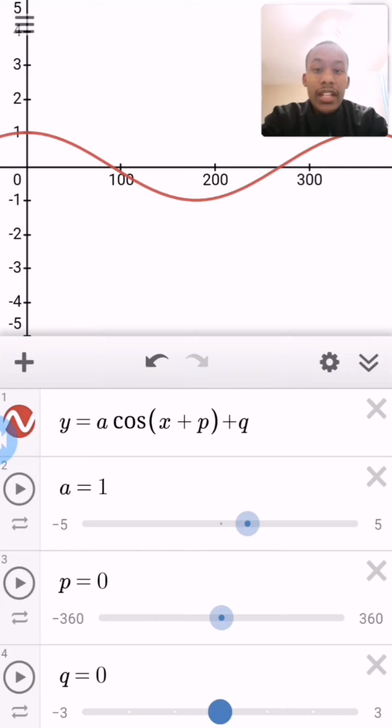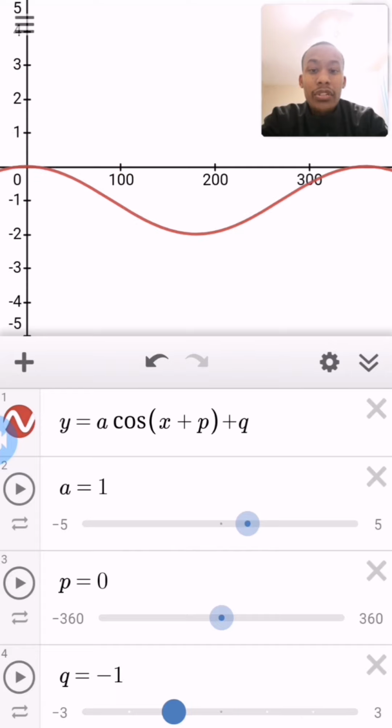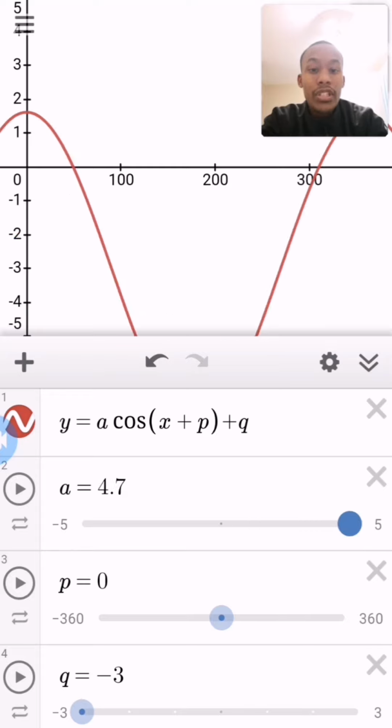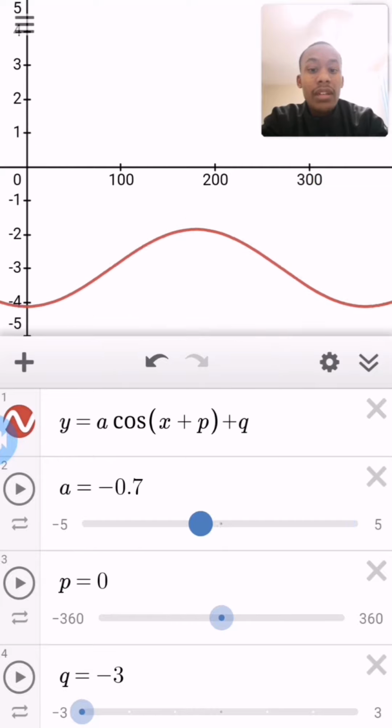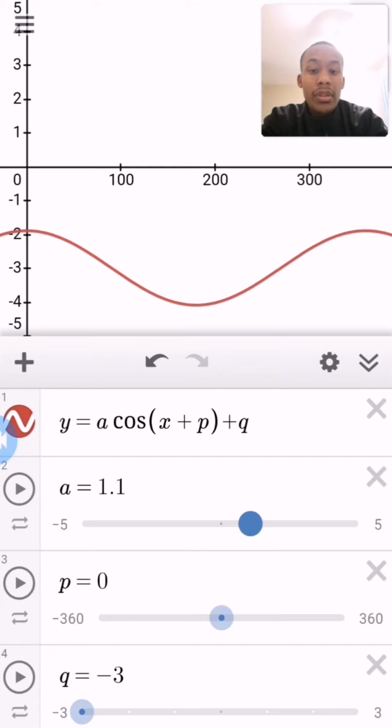Okay, q again just moves the graph either 1 unit up, 2 units up depending on q's value, or 1 unit down, or 2 units down, or even 3 units down. Now remember the up and down shift can also happen while there's an amplitude change. They don't need to happen independently. Both or all 3 variables can work at the same time.